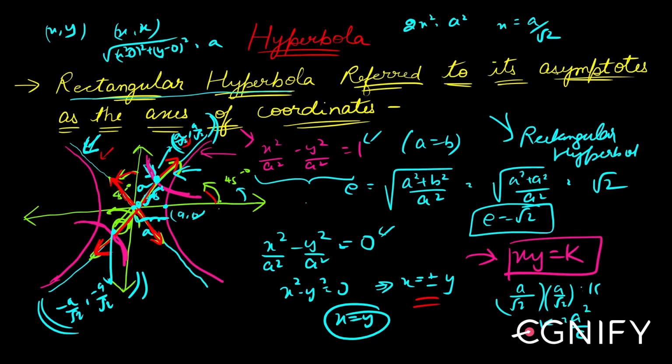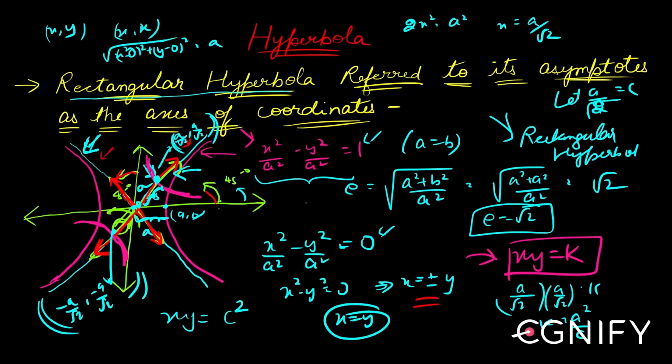So let a square by 2 be equal to c square. In fact, let a by root 2 be equal to c. So what you will finally have is xy is equal to c square. That will be your final equation.